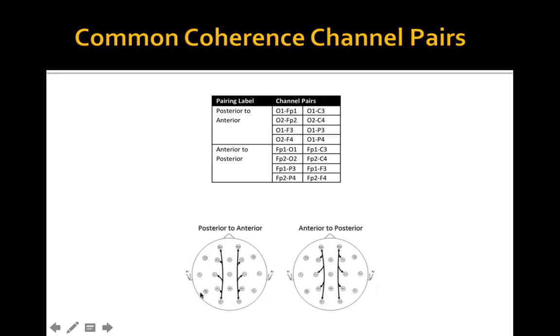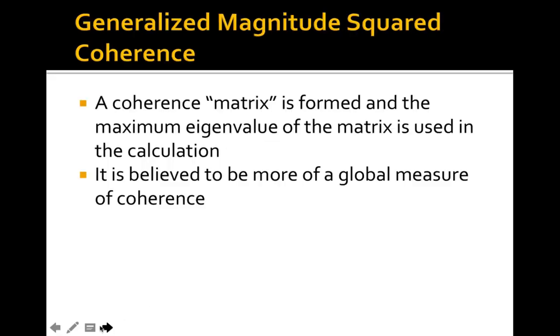Okay, there's also some question of whether you look at posterior or back to front or front to back. So is coherence directional? The short answer is it can be. The generalized magnitude squared coherence, you basically form a matrix and then you find the eigenvalue of the matrix. This is believed to be more of a global measure of coherence, gives you one number so that you can talk about how coherent is this brain.